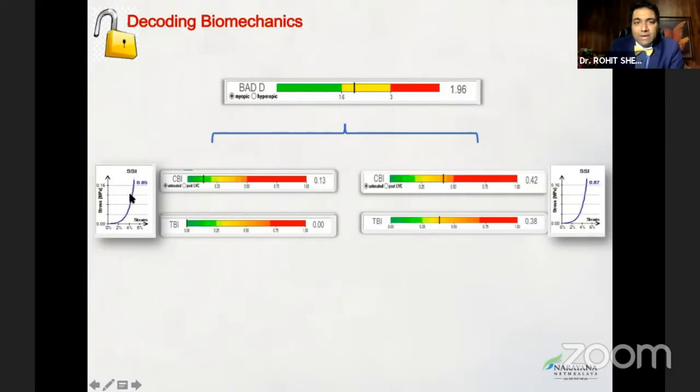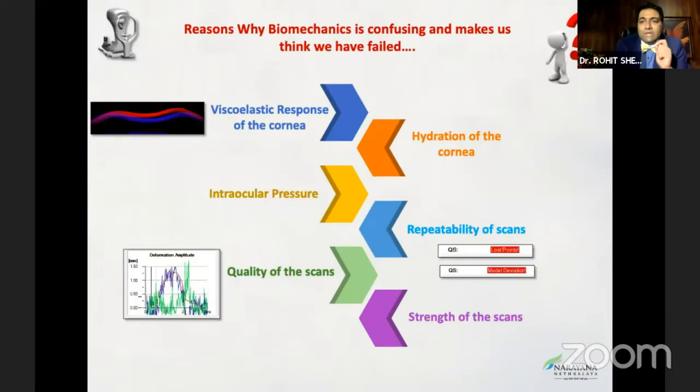When you use biomechanics, it's a completely different ball game, because sometimes it matches with your BAD-D and Pentacam, sometimes it does not. Sometimes the whole topography is suspicious, but the biomechanics is not. This is one of the main reasons why people stopped liking biomechanics, because it confuses them. The question is, has biomechanics failed, or have we not understood the whole mathematical, physical, or physiological part of the cornea? It's both.